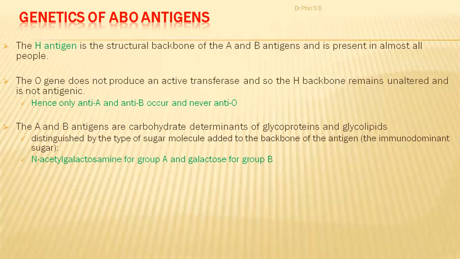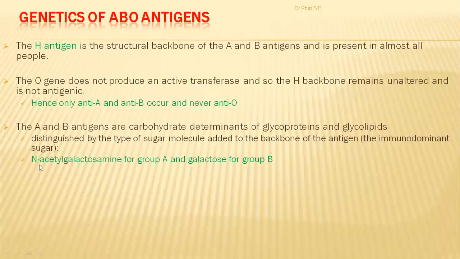The A and B antigens are carbohydrate determinants of glycoproteins and glycolipids, distinguished by the type of sugar molecule added to the backbone of the antigen, the immunodominant sugar. So these are the sugars I'm talking about. These sugars are called immunodominant sugars because they stimulate the immune cells to start producing antibodies against them. So depending on these carbohydrate sugars, you have different types of antigen, on top of the H antigen that forms the backbone of all the antigens.